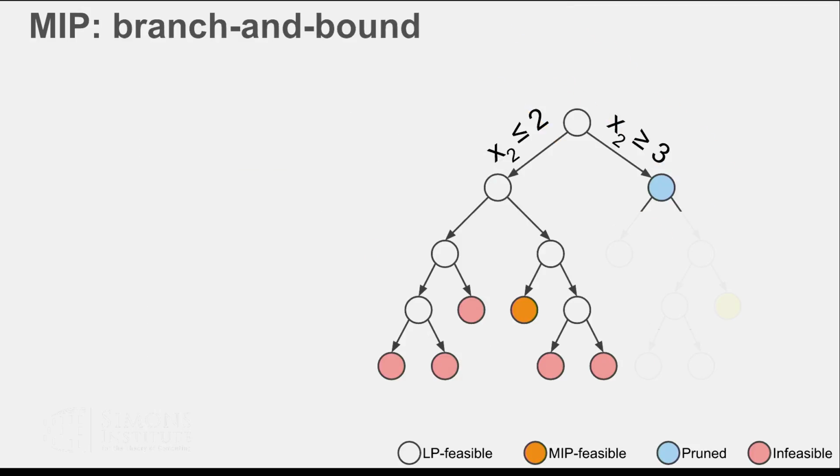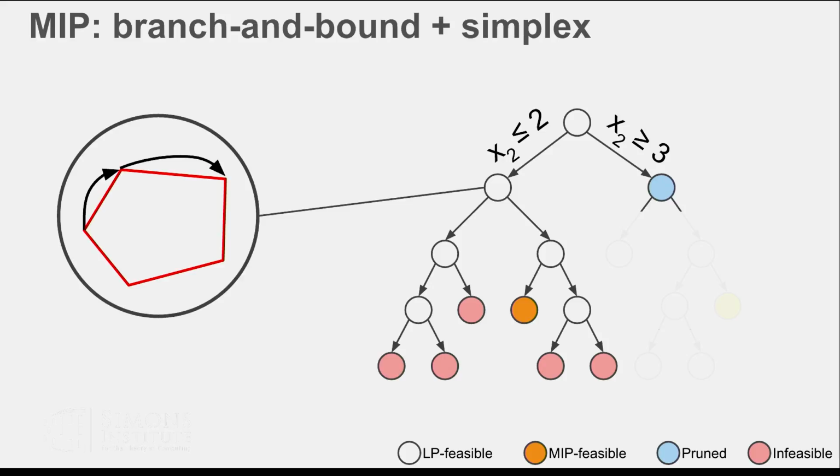So you have branch and bound. This is the search tree with some exemplary decisions in the beginning. Every circle is a MIP node. The red ones are infeasible, the orange is MIP feasible, so it's the incumbent, and then you can prune something out if you know that you can. And in each node you solve a simplex, and that's basically it, right?